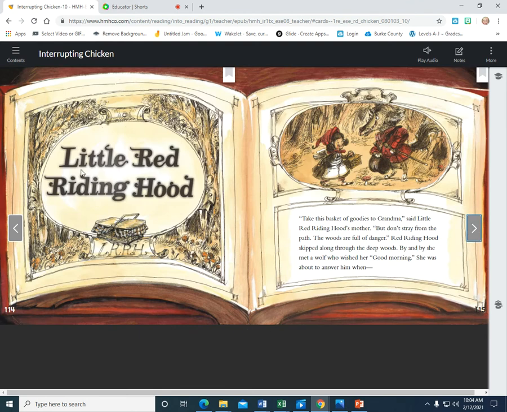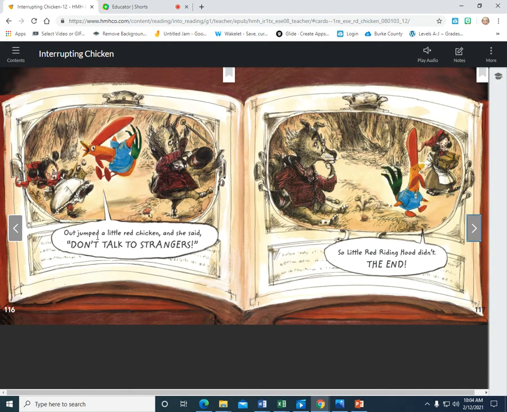And now Papa begins to read another story, Little Red Riding Hood. Take this basket of goodies to Grandma, said Little Red Riding Hood's mother. But don't stray from the path. The woods are full of danger. Red Riding Hood skipped along through the deep woods. By and by, she met a wolf who wished her good morning. She was about to answer him when out jumped the little red chicken, and she said, "Don't talk to strangers." So Little Red Riding Hood didn't. The end.